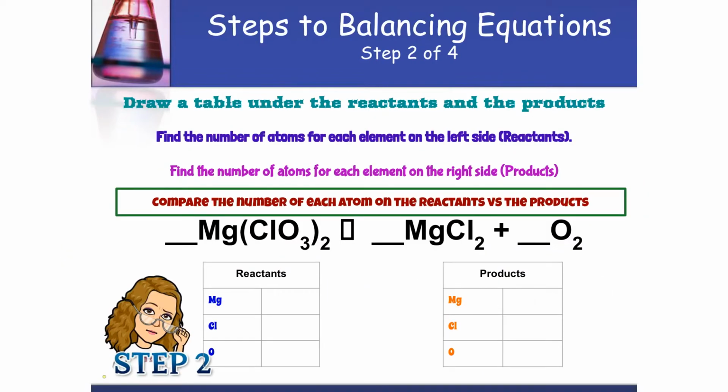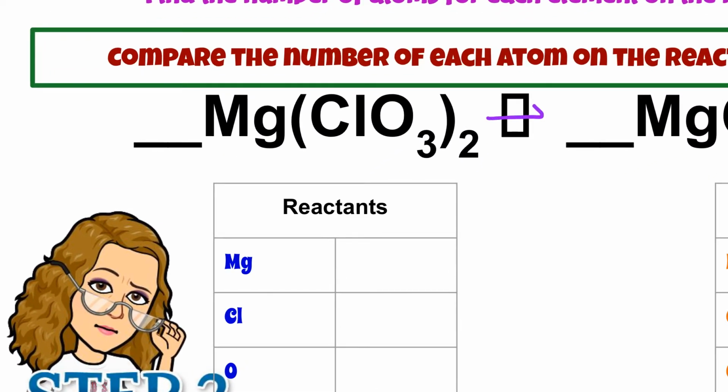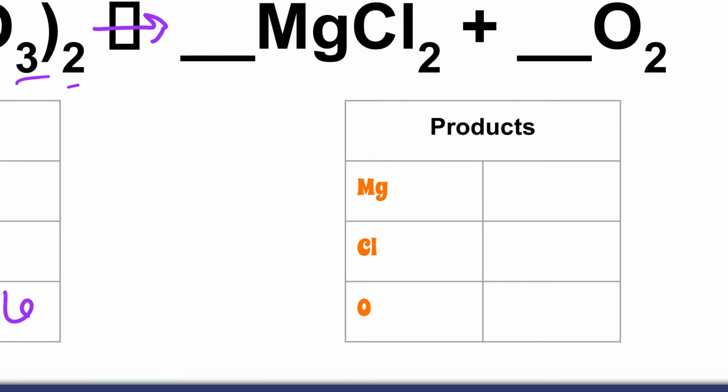Step 2 was to draw a table under the reactants and products, and then find the number of atoms for each element on the left side, the reactants, and find the number of atoms on the right side, the products, and then compare the two numbers. On my reactant side, I have 1 magnesium. I have 1 chlorine, but then times 2, so I have 2 chlorines, and I have 3 times 2 is 6 oxygens. Now, on my product side, I have 1 magnesium, 2 chlorines, and 2 oxygens.